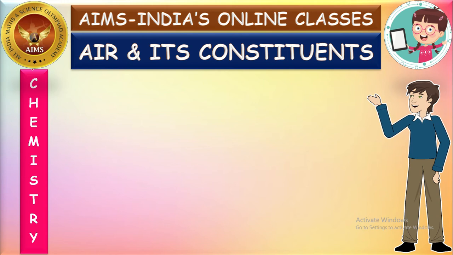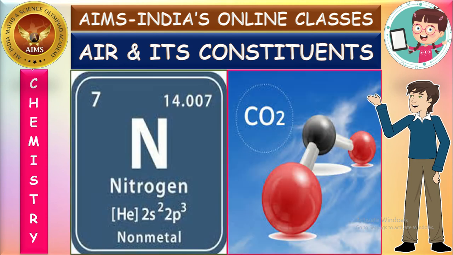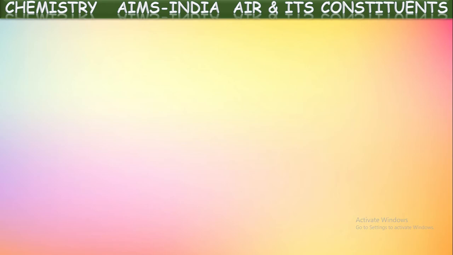In the earlier session we have seen what are the different constituents of air, what is the composition of those constituents, and one of the components we have discussed already, oxygen. So now in this session we are going to discuss nitrogen and carbon dioxide. These are also components of air, and they are present in a considerable amount in the atmospheric air. Now let us see about these constituents. First, let us see about nitrogen.